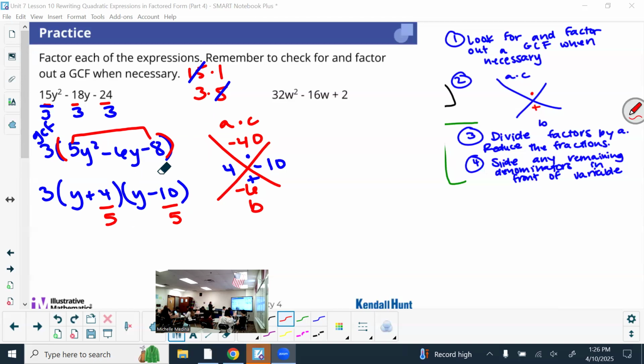Now you need to reduce the fractions. 4 over 5 can't be reduced anymore. What does 10 over 5 reduce to?